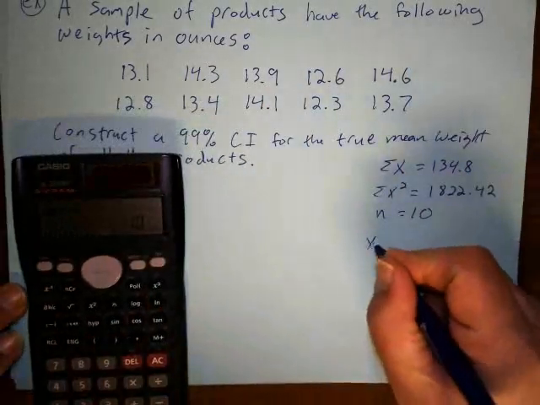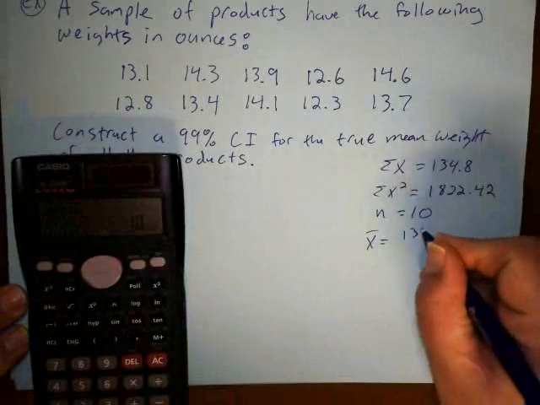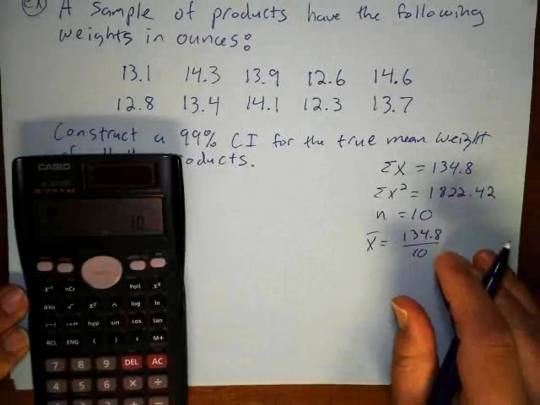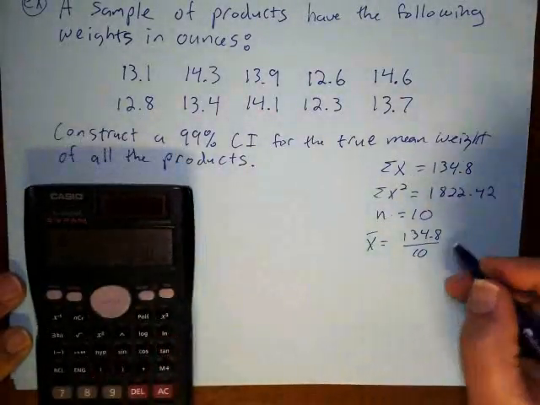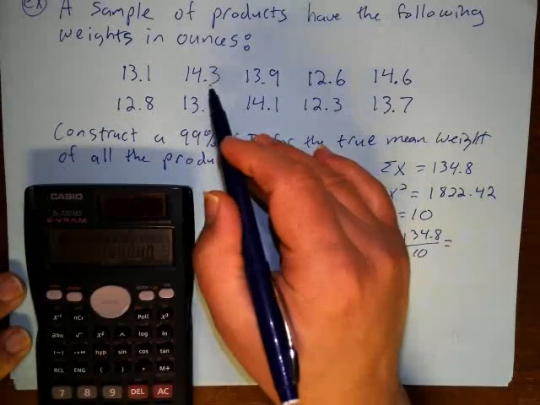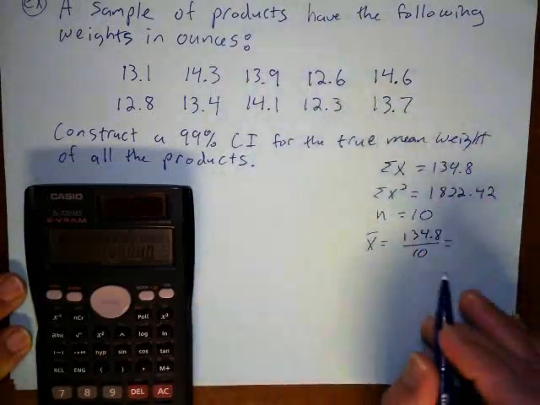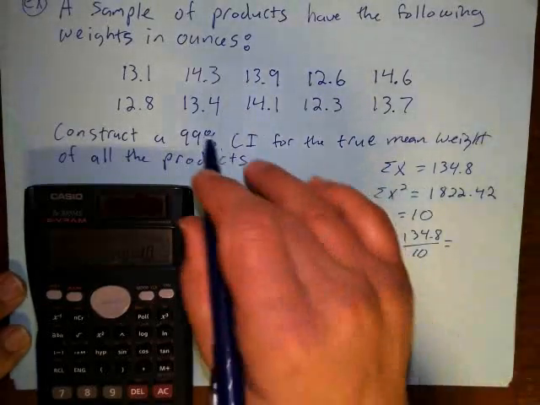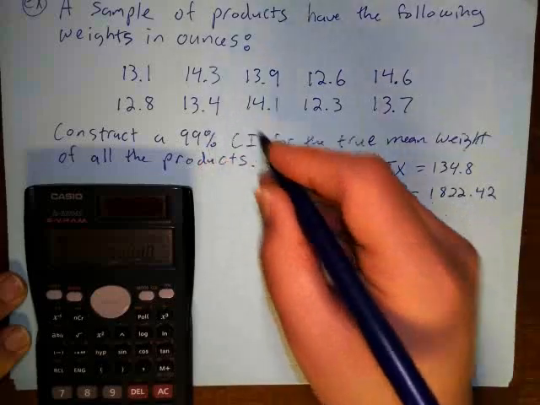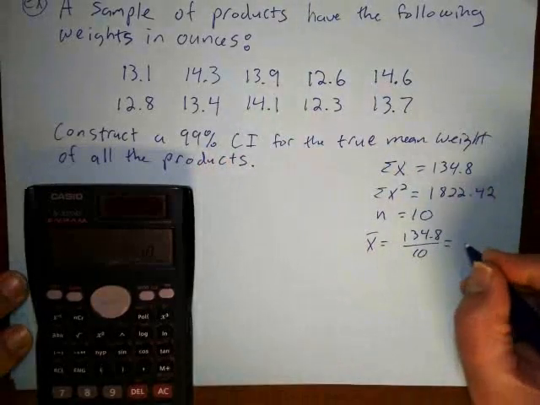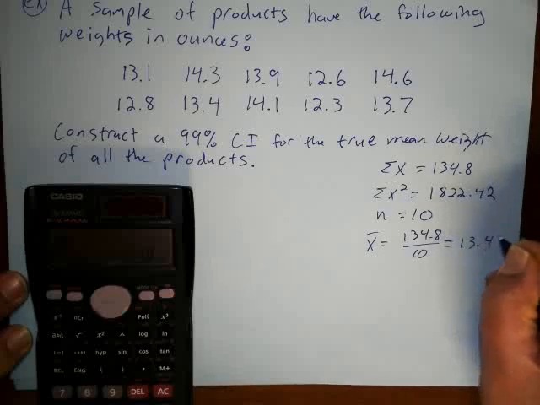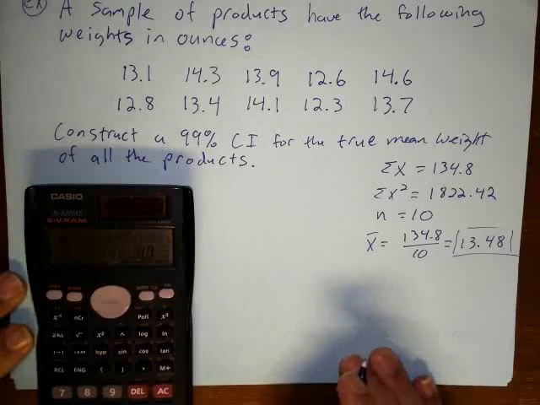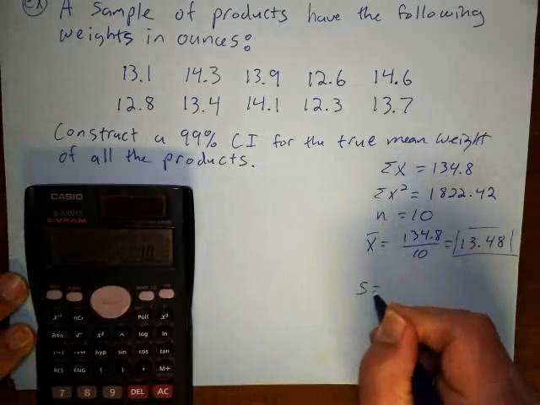Okay, so the mean here is 134.8 divided by 10. Now remember the rounding rule and check your work on this to make sure you did this right. So these are all to the 10th place. So what you want to do is round the mean and standard deviation to the 100th place, so you want 2 places after the decimal point. Dividing that by 10, I just move the decimal point over, right? And I get that the mean is 13.48 ounces.